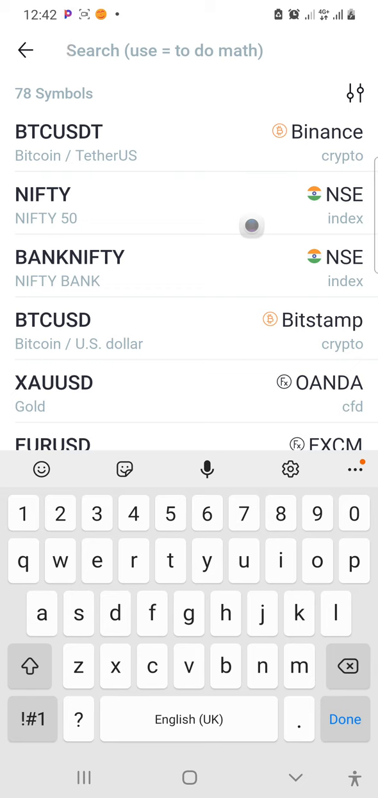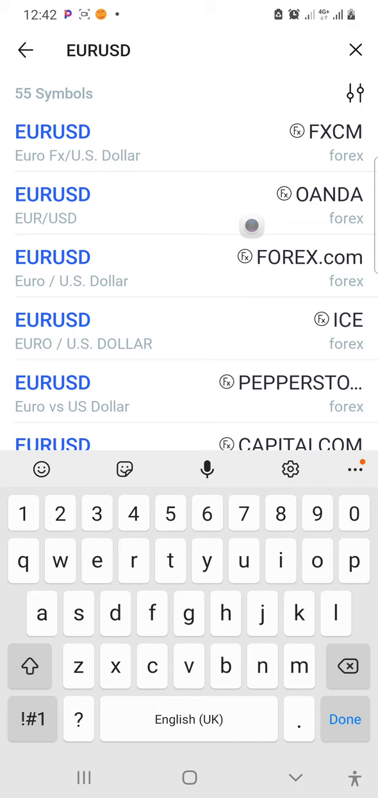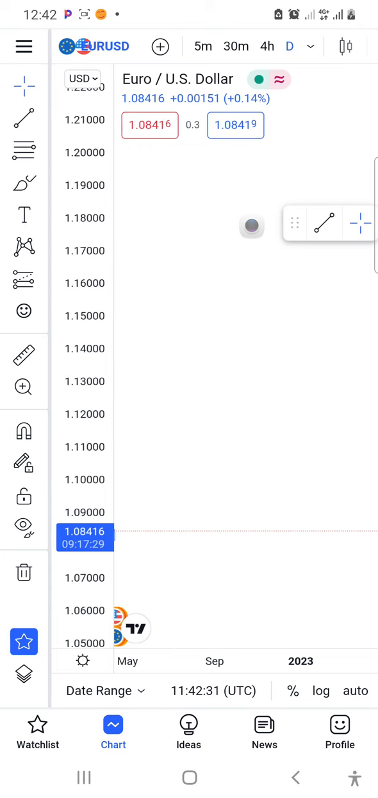But for just this video's sake, it will be EUR/USD. Let's use EUR/USD. So we have different brokers here, as you can see, FXCM, Oanda. So I'll be using FXCM for the purpose of this video.